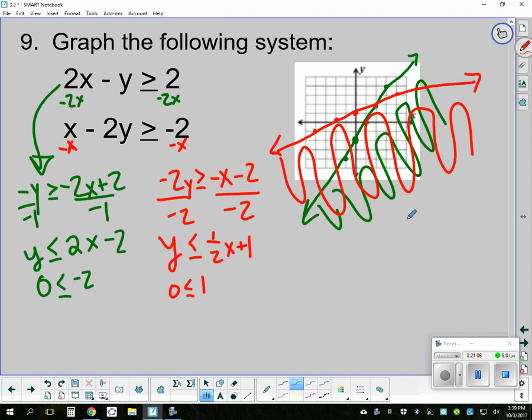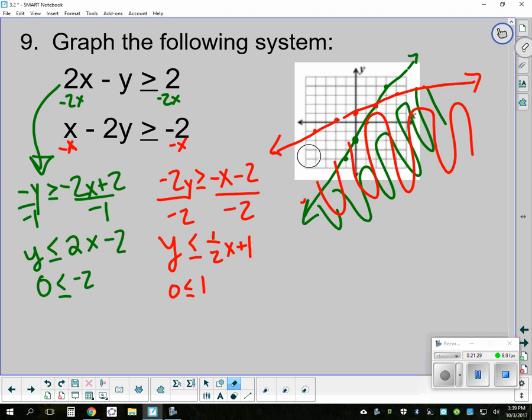Okay, then I want to go ahead and erase anywhere where there's only shading from one of the inequalities. So that would be right here, this section. I don't have the red shading, so I want to erase there. And over here, I don't have green shading, so I would want to erase there.